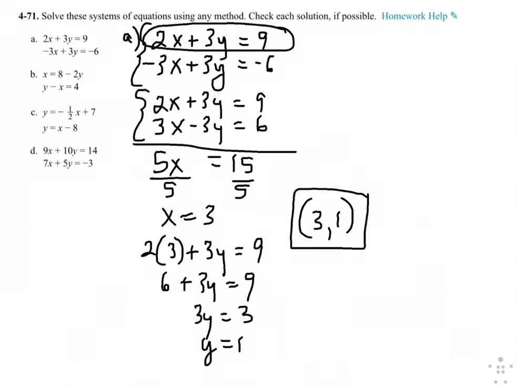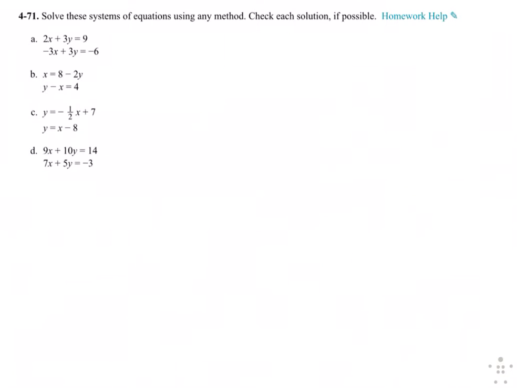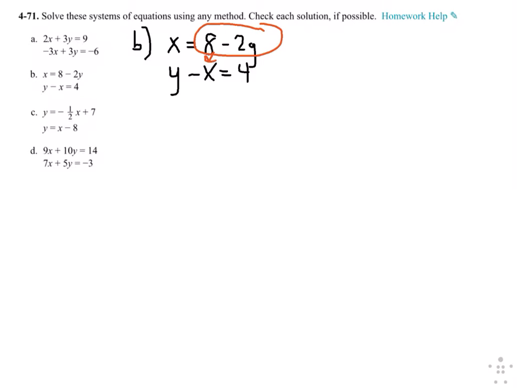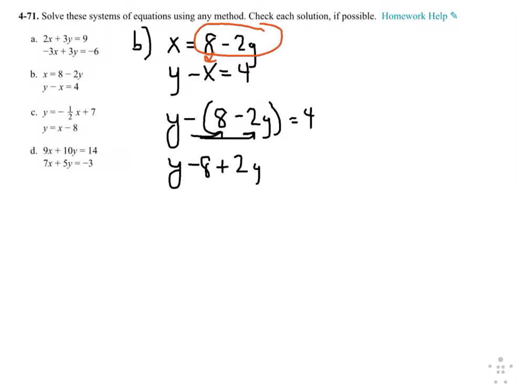Okay, let's do B. Let me clear this one. So for B, we have x equals 8 minus 2y, and y minus x equals 4. This one, I think that it's easiest to use substitution. So I'll take the 8 minus 2y and I'll substitute it in for x. So we get y minus the whole thing, 8 minus 2y, equals 4. Don't forget those parentheses. Then we have to distribute in. So I get y minus 8 plus 2y, negative times negative 2y, equals 4.